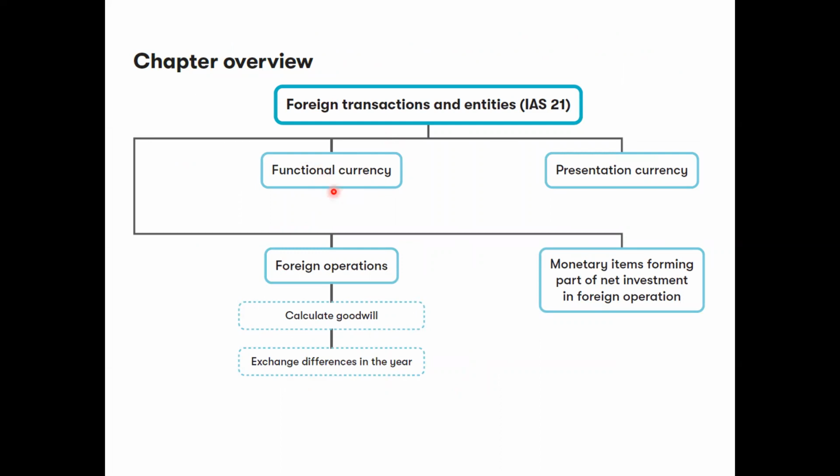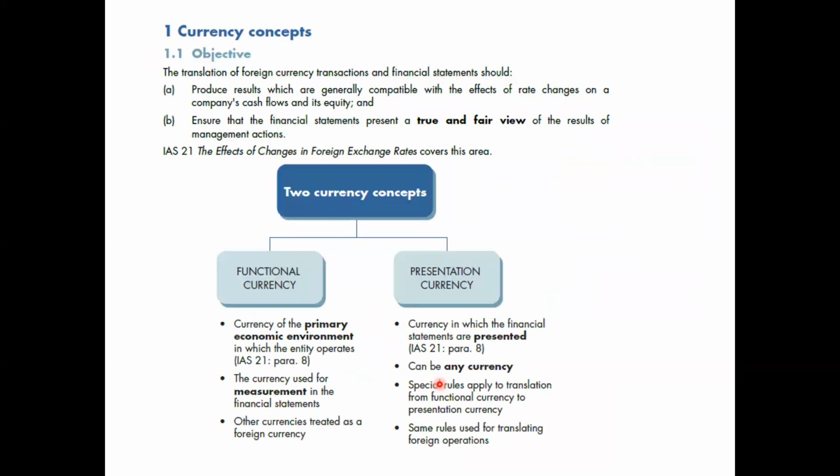If we have our functional currency and our presentation currency, we need to be able to translate items in my financial statements so that they are disclosed at the correct currency. And when I have a foreign operation, we also need to use those same principles, calculate goodwill, and get movements of goodwill due to the foreign currencies, and recognize the exchange differences in each year relating to that goodwill specifically.